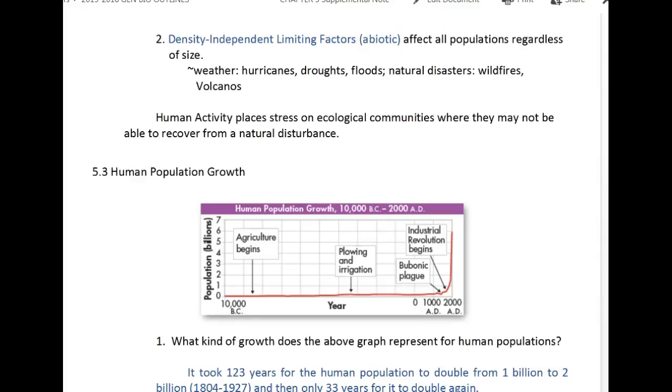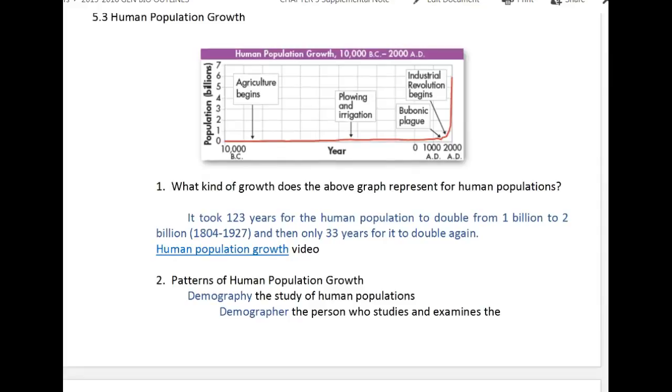Okay, so let's talk about the human population and human population growth. This is section 5.3. Take a look at this graph. We can see that from the beginning of man, the population numbers were relatively small. It wasn't until about 5,000 years ago, when plowing and irrigation started to come in, that we saw population numbers begin to nudge up and increase some.